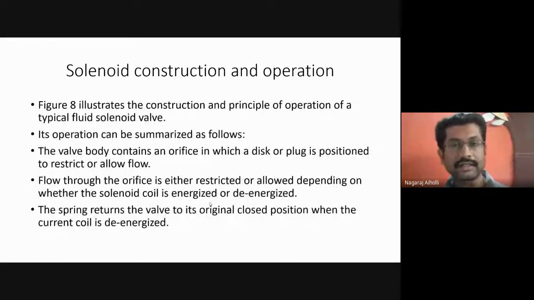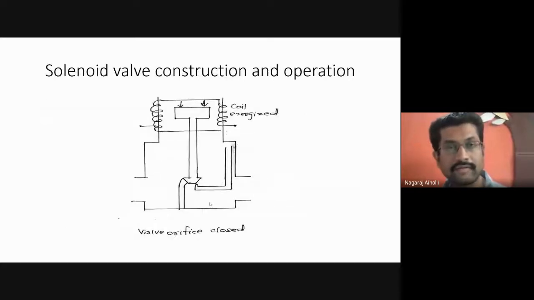The next figure illustrates the construction and principle of operation of the solenoid valve. This is the figure which indicates the construction and the operation of the solenoid valve. As you can see in this figure, here we are applying the electrical signal on either end, which magnetizes the coil, and this moves the plunger towards the orifice. This is the orifice in a small portion. It will be more clear if I show the next figure first.